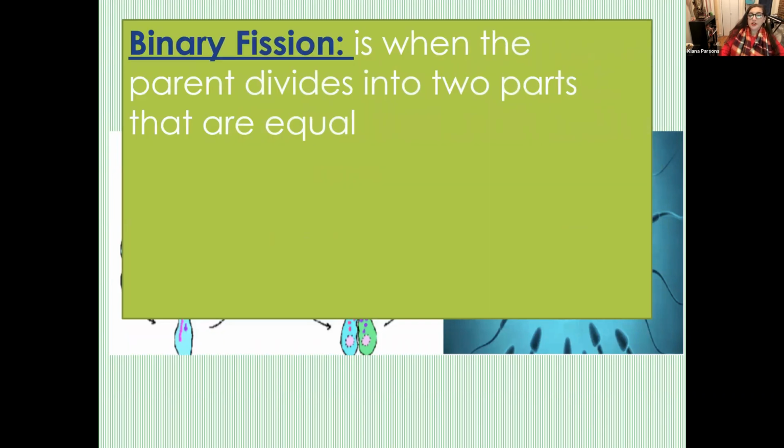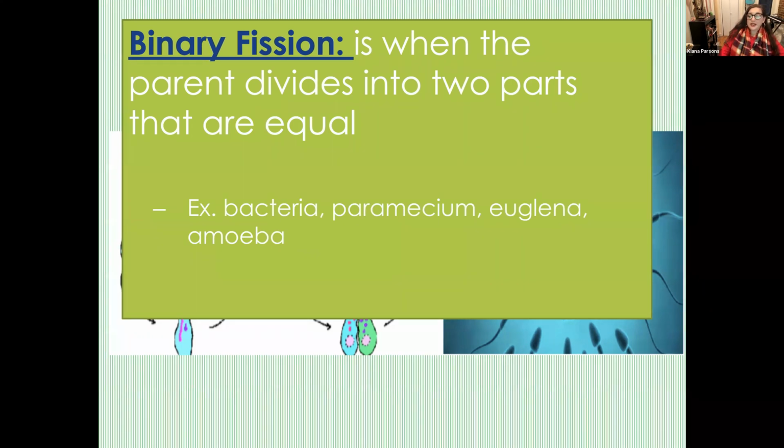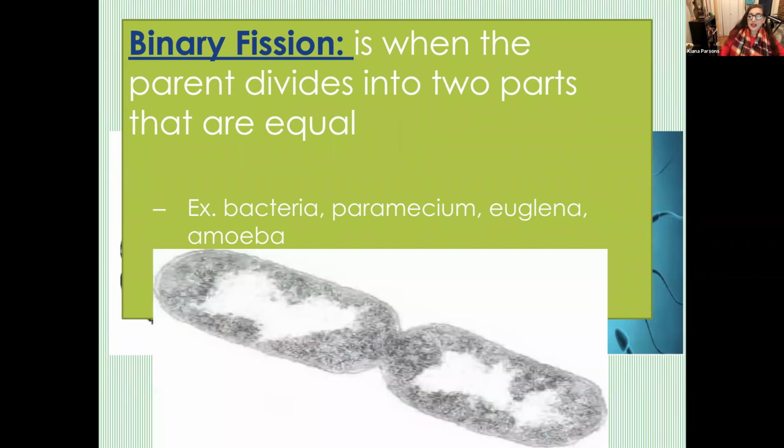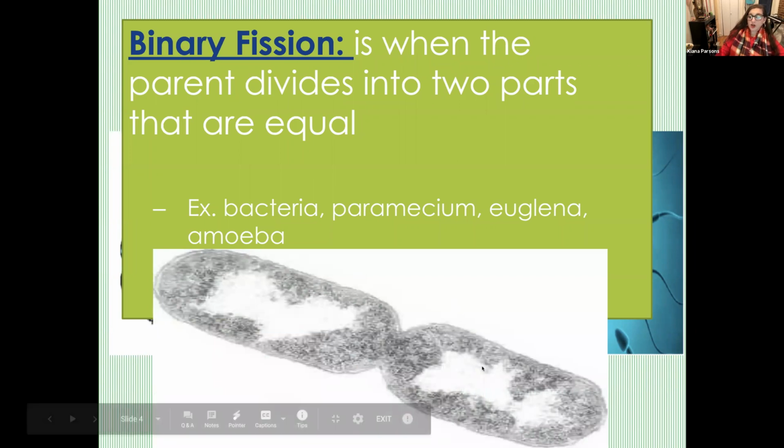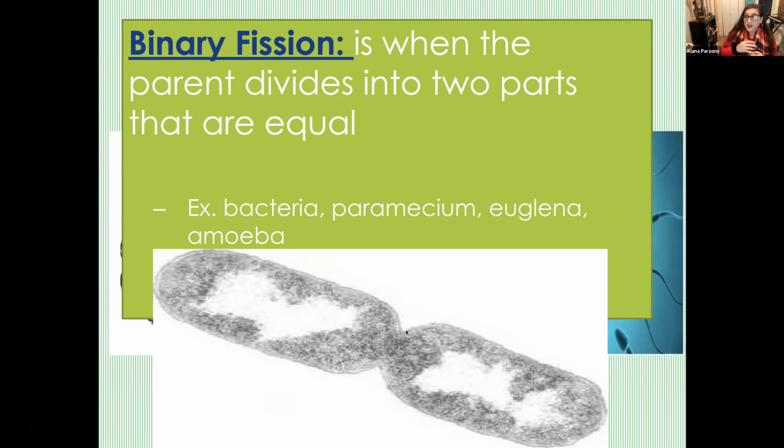The first type that we're going to talk about is binary fission. This is when the parent divides into 2 parts that are equal. Examples are bacteria, paramecium, euglena, or amoebas. And that is an image of binary fission. You can see the 2 cells are of equal size. You can also tell that they're not eukaryotic cells. They look like bacterial cells, and they are.